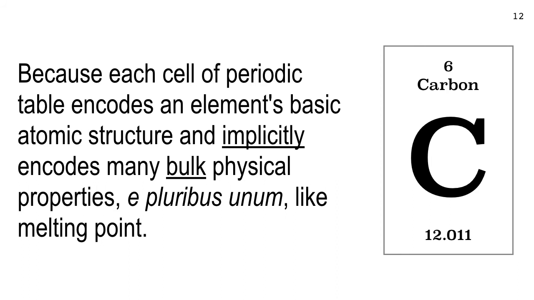12.011, that's the atomic mass. Right? And that means that in the nucleus, you've got 12 objects. Now, 6 of them are protons, and 6 of them are going to be neutrons. Neutrons are about the same mass as a proton. Right? And so this tells you the basic structure.